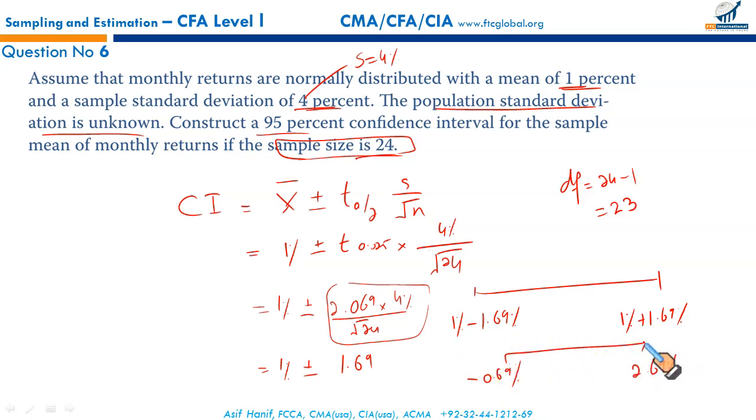What does this tell us? It tells us that the 95% confidence interval spans the range from negative 0.69 to 2.69.